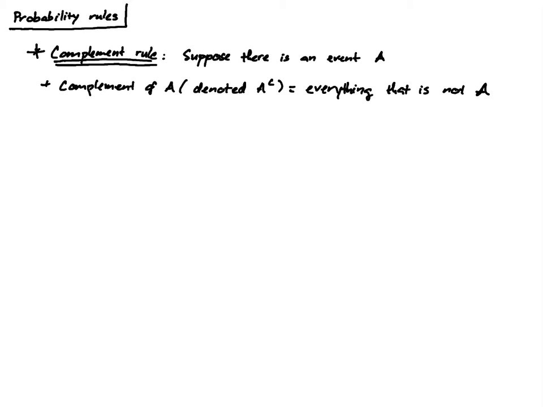Okay. So now the complement rule says that the probability of A plus the probability of the complement of A is equal to 1. Or the probability of the complement of A is just going to be 1 minus the probability of A.